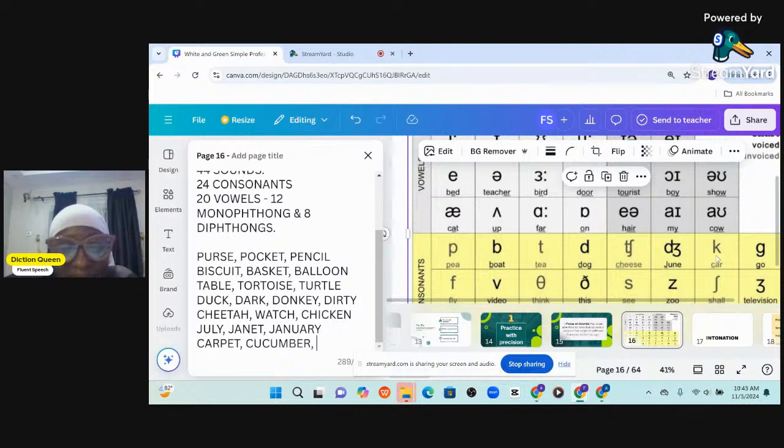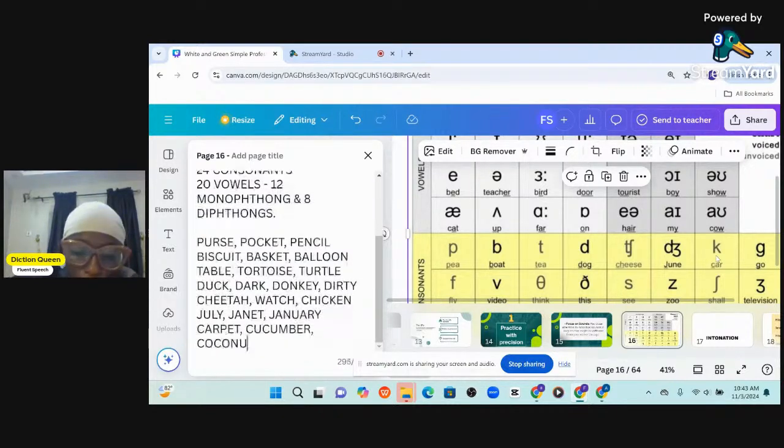Do not be scared of saying the right thing. Say it confidently. Carpet, not "garpet". Carpet. Cucumber. Coconut, not "gogonut". Coconut. Do not say "gogonut".